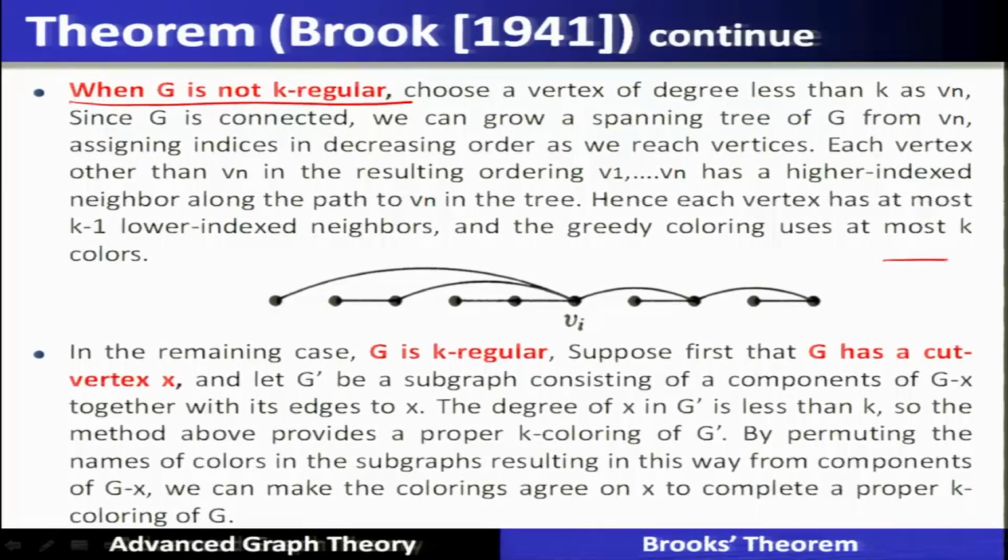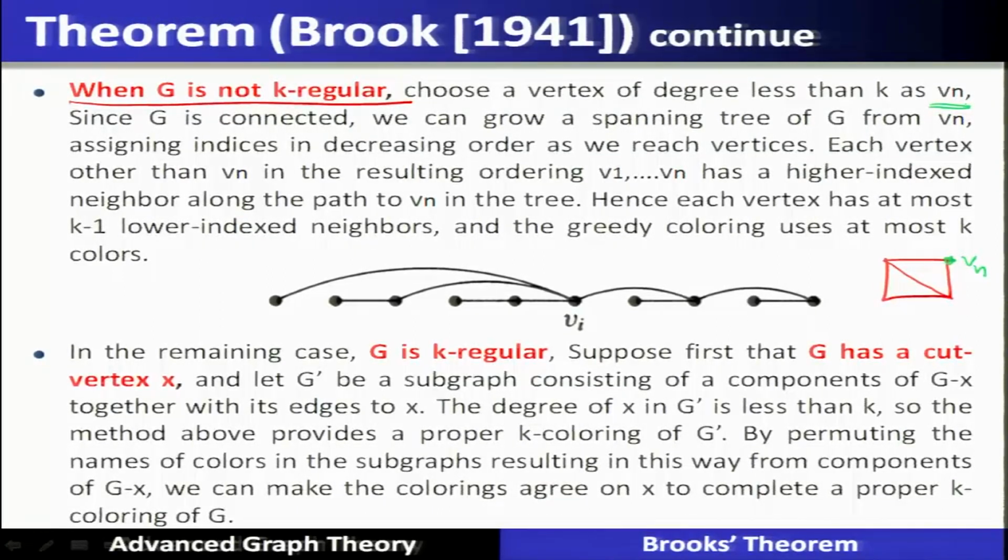Let us choose this graph, and this is the graph that is called a kite. So it is not a k regular graph. Now here it says to choose a vertex of degree less than k. Here k is 3, so the vertex with a degree less than k is, let us say, Vn, which is of degree less than k.